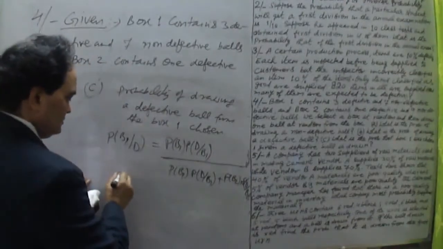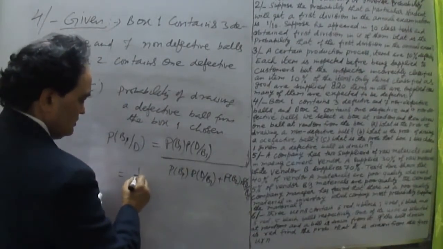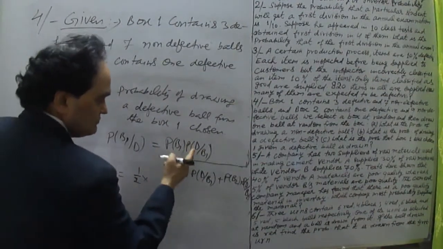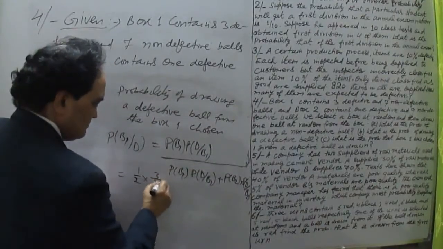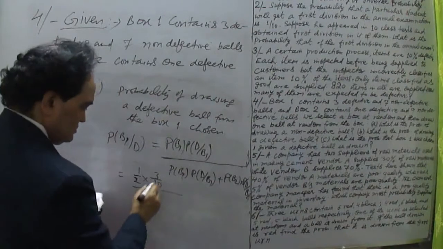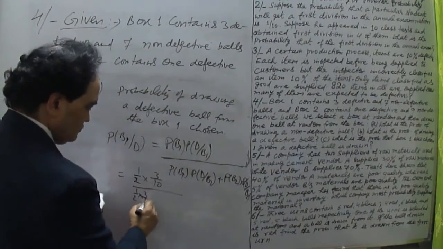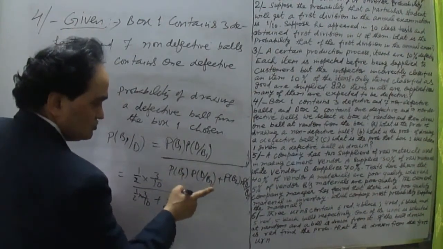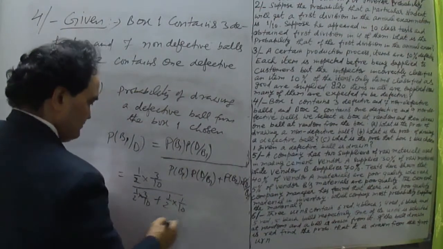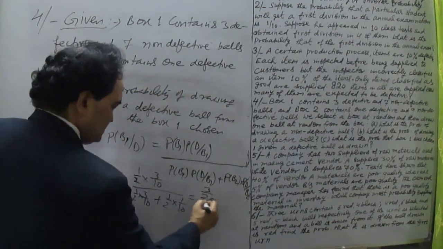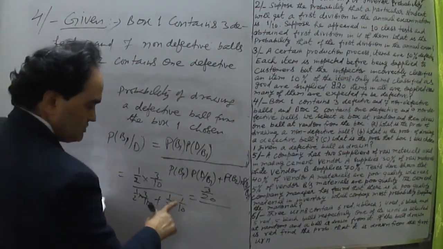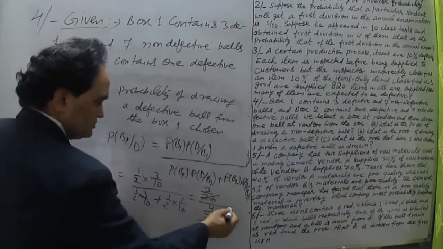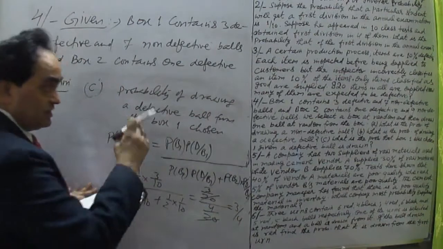Now let me again write it down. This is 1/2, box 1 is selected. Probability is that 1/2. Probability of D given B1, probability of defective ball from box 1, is 3 upon 10, divided by the sum of these two. This is 3 upon 20, same value, 1/2 into 3 upon 10 plus 1/2, box 2 selected, defective ball from box 2 is 1 defective ball, 1 upon 10. So this is nothing but 3 upon 20 divided by 3 plus 1, 4 upon 20. In the denominator 20 is the LCM, so 20 cancels out, and it is 3 upon 4. This is part C here.